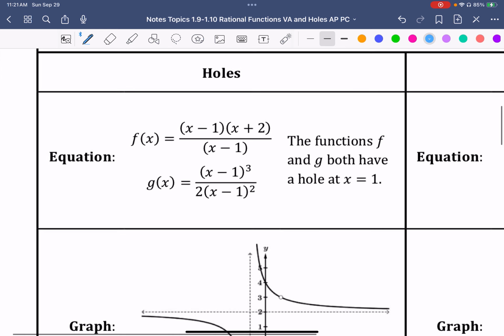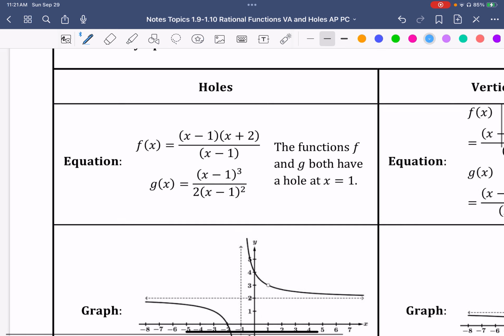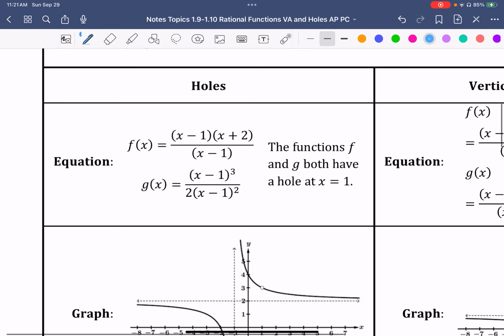Okay, let's focus on holes first. We have two examples here, f of x and g of x. On f of x, we have x minus 1 times x plus 2 divided by x minus 1. Notice that the factor x minus 1 appears in both the numerator and the denominator, so you would cancel them out. Anytime you cancel something out, that's going to create a hole. What you do to figure out the coordinate of the hole is set the factor that appeared in both the numerator and the denominator, in this case x minus 1, equal to 0. If you add 1, you get that the hole is at x equals 1.